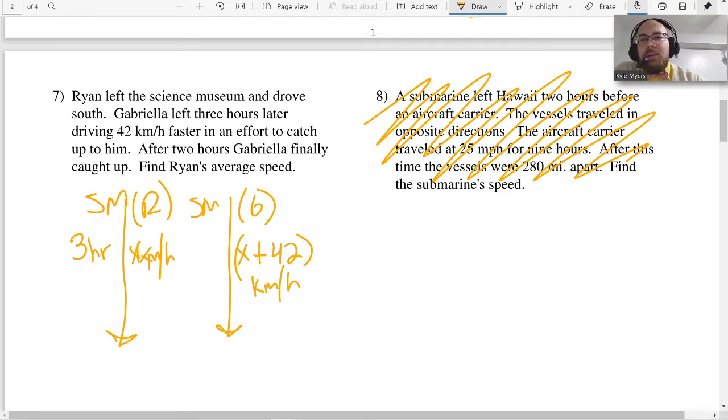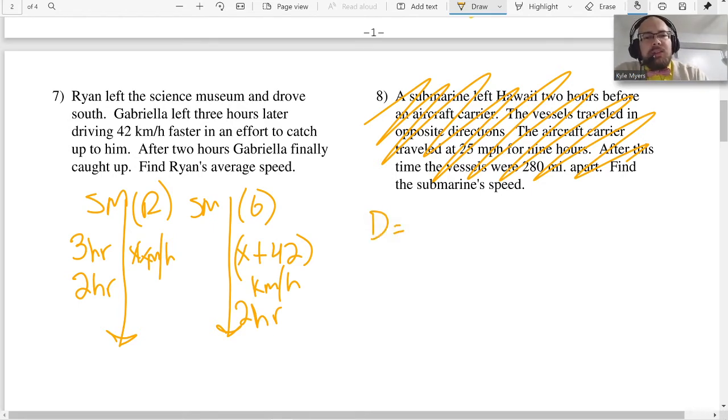After 2 hours, Gabby finally catches up. All right, so Gabby had been going for 2 hours. But Ryan was going for 3 hours before Gabby even got started, so he's going for another 2 hours for a total of 5. Right? If Ryan left earlier, Gabby left 3 hours later. So Ryan's already been going for 3 hours. Gabby finally catches up in 2 hours. So Gabby's gone for 2 hours. Ryan's gone for 5. Right? You see how I did that?